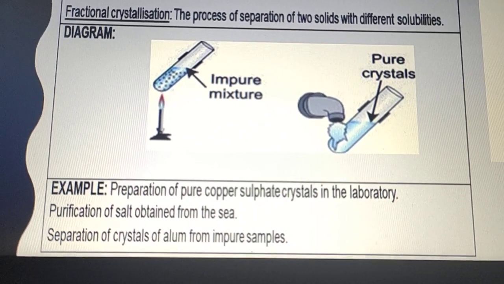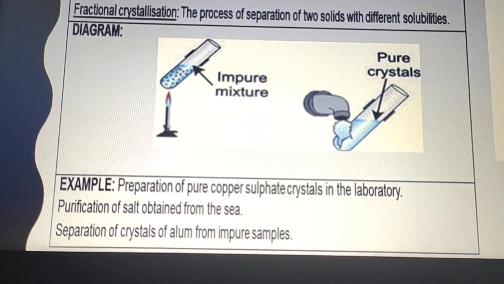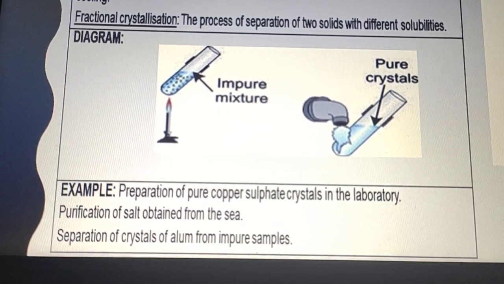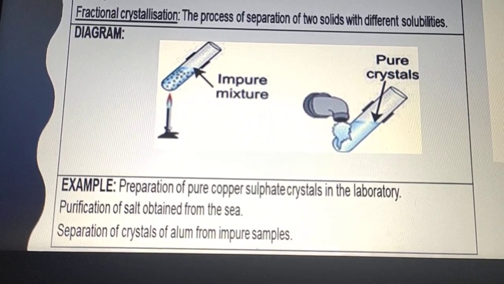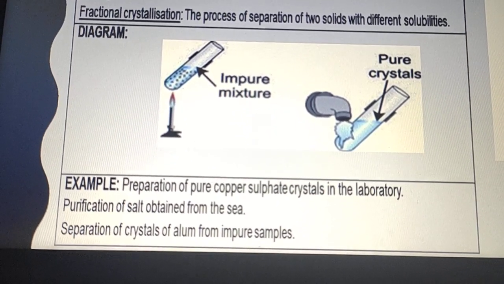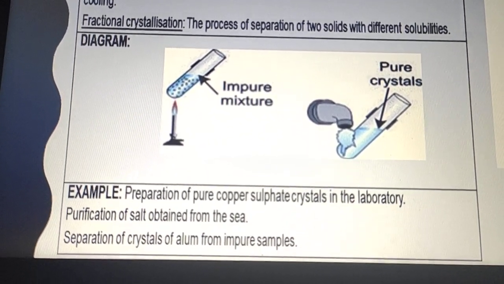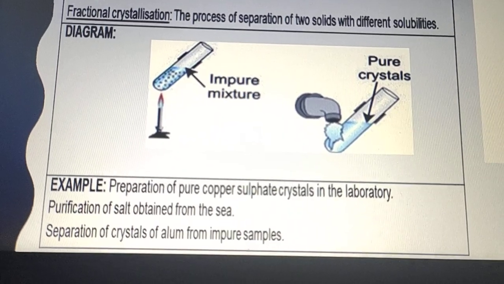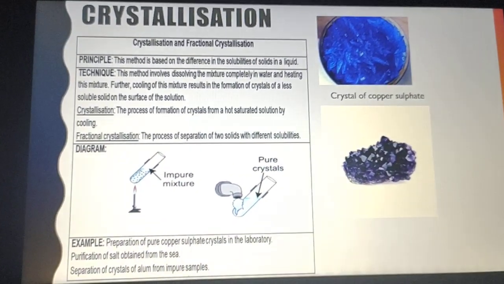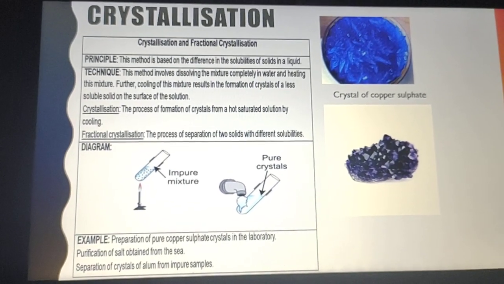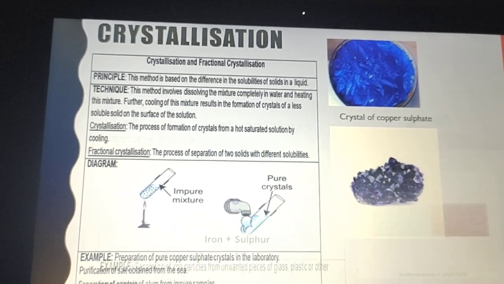For example, preparation of pure copper sulfate crystals in the lab, purification of the salts obtained from the sea, separation of the crystals of alum, that is your fitkari alum, from the impure salts. So these methods you do in your higher studies, crystallization process, and form the crystals of copper sulfate solution, and many more. So this is the process of crystallization, which is important to separate the impurities from the formation of compounds.